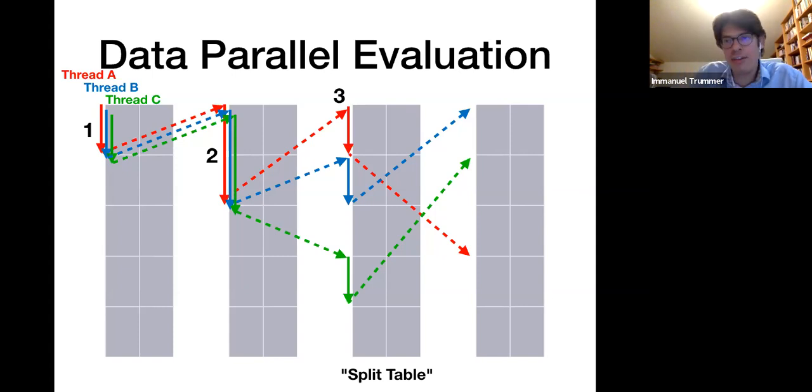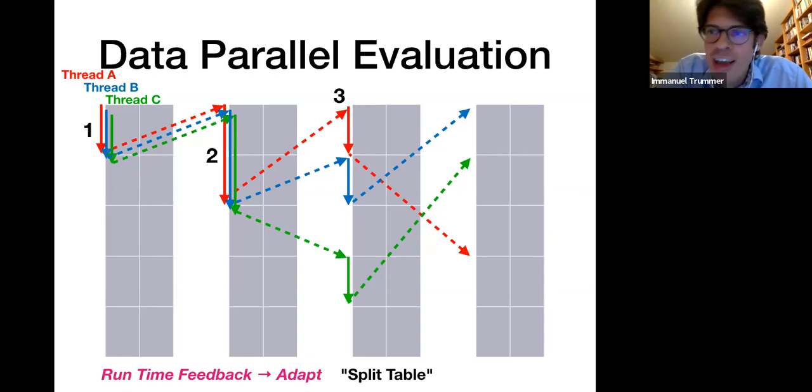So instead of fixing the split table, we use a similar approach as we use for join orders. And we also adaptively change the split table in each episode. And we use runtime feedback in order to converge to optimal split tables.